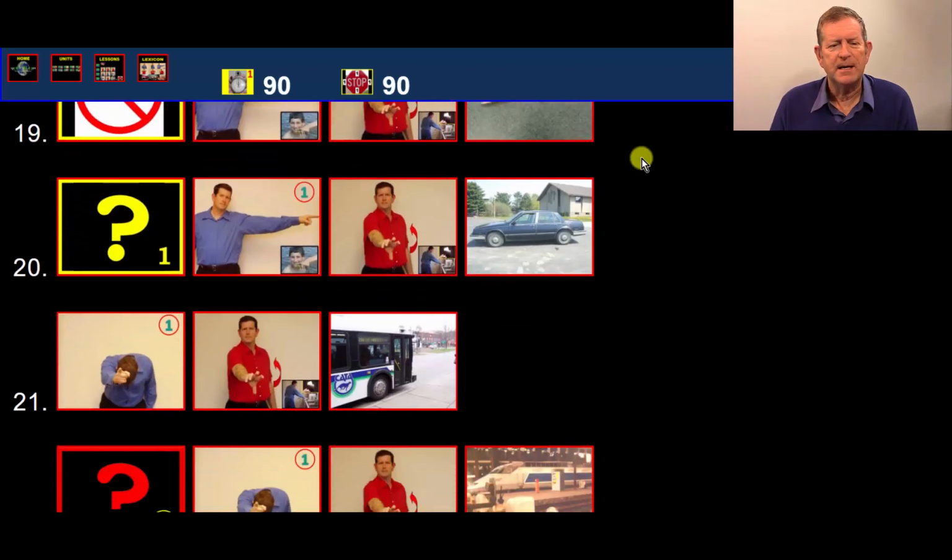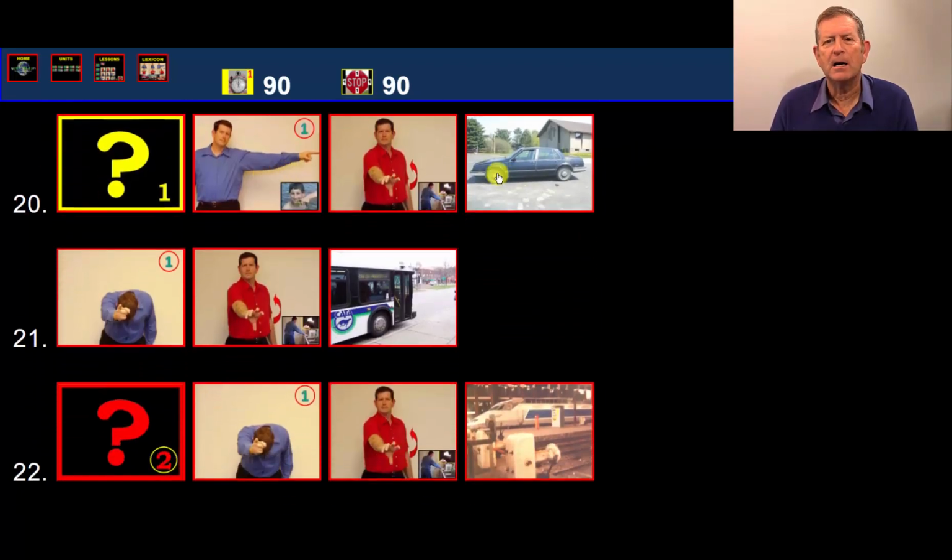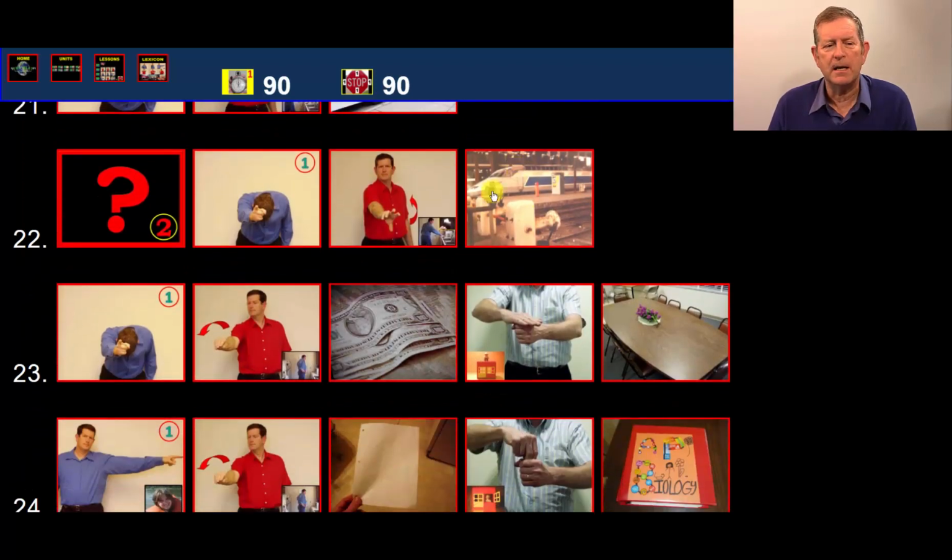Number 20. This is car. Car. Question. Remember, it's does, because we're talking about this guy, about him. So does he take the car? Does he take the car? Number 22, train. Second type of question.